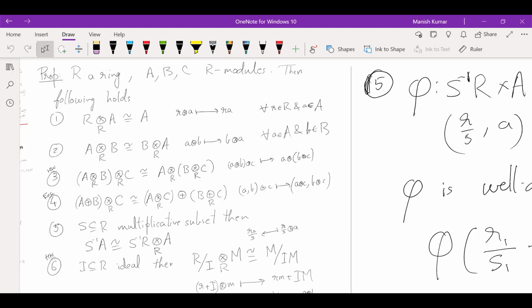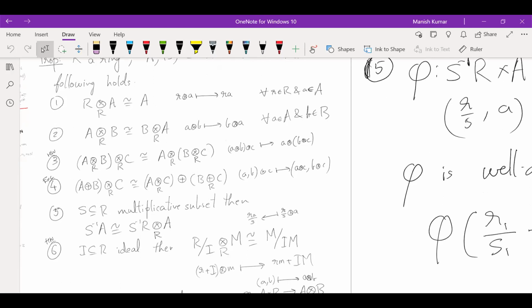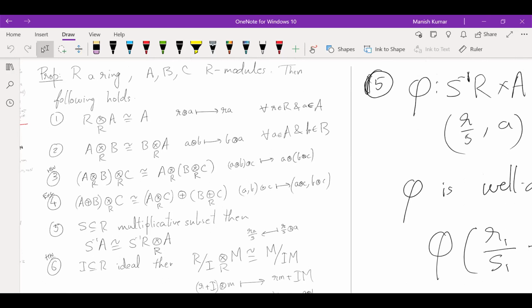So A tensor B is isomorphic to B tensor A, and not some arbitrary isomorphism. It's isomorphic in a way that the isomorphism sends A tensor B to B tensor A. So it's a natural isomorphism. Similarly, taking the tensor of A and B with C is the same as first taking the tensor product of B and C and then taking tensor with A. Okay, so this is the third property.